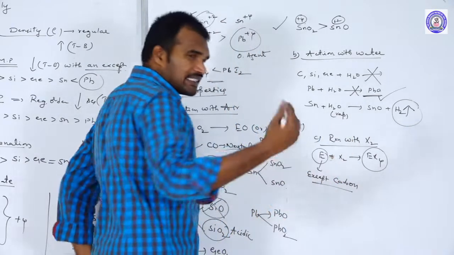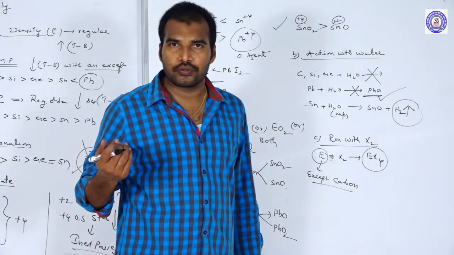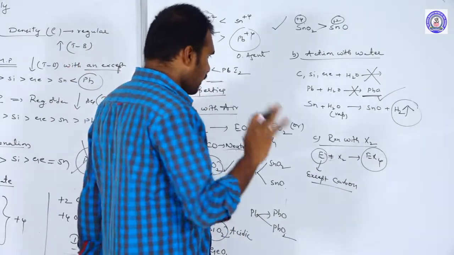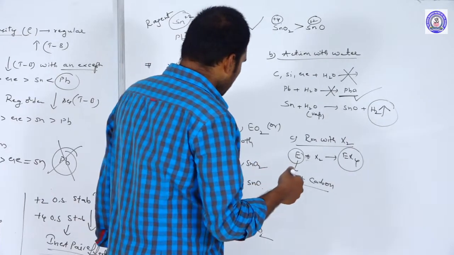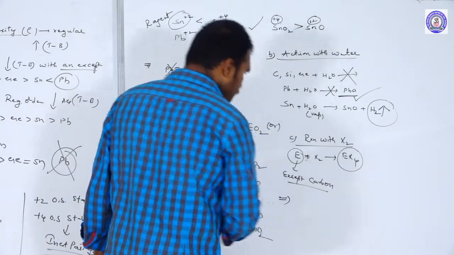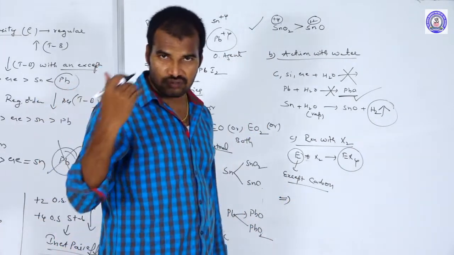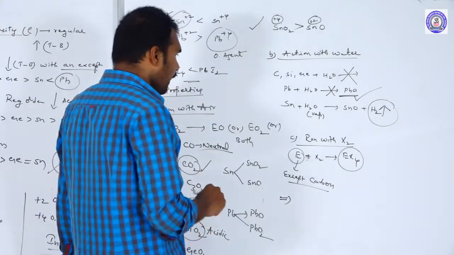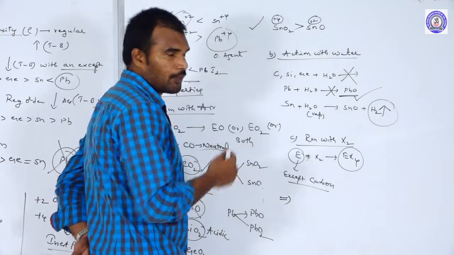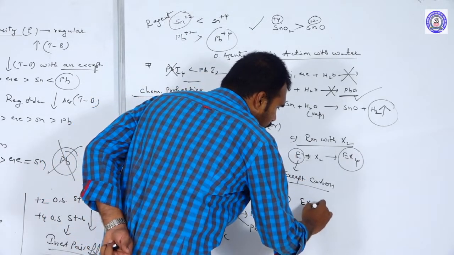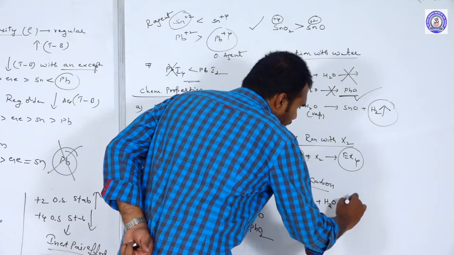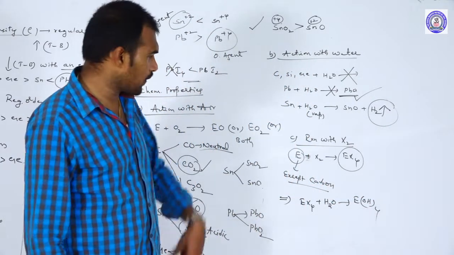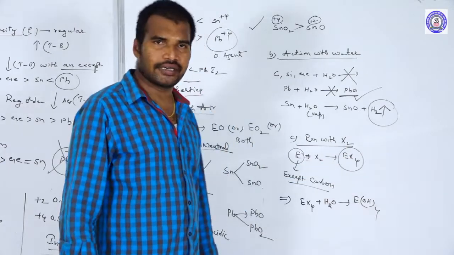And what about the acidic nature of these halides? By going down the group, what happened? Acidic nature decreases. And one more thing, ionic nature increases, covalent character decreases by going down the group. And when these halides, for example EX4, undergo hydrolysis, what will come? E(OH)4 will come, obviously, because all halogens have been replaced with OH minus and we get tetrahydroxides.